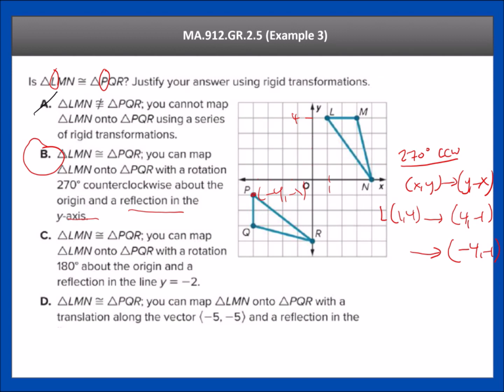We're going to check it with one more point just to be on the safe side. Let's do it for M. M is 3, 4. If I use the rule for rotation, that turns into 4, negative 3. And then if I reflect it about the y-axis, the x-coordinate changes. So negative 4, negative 3. And then if I compare that, negative 4, negative 3, that gives me Q. So this works. So the answer is B.